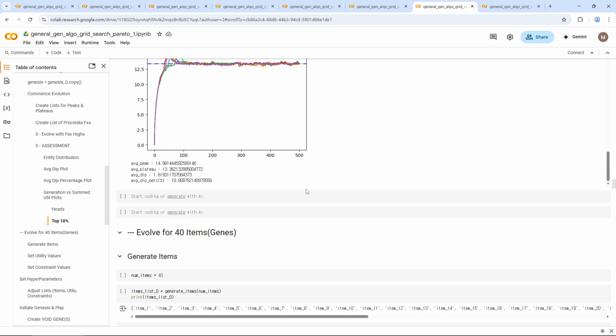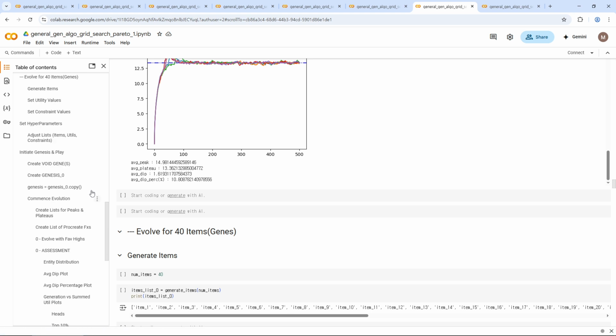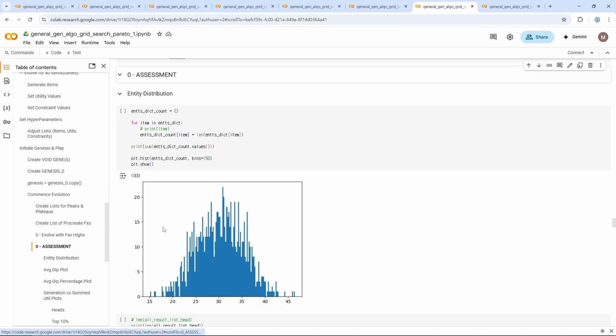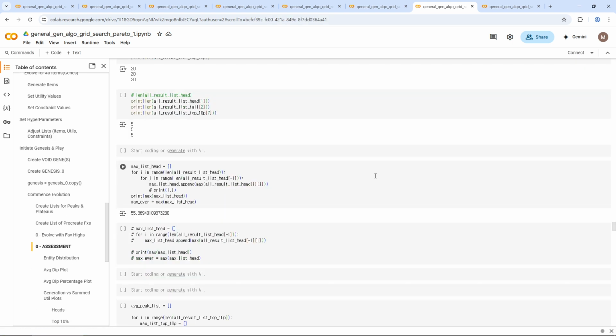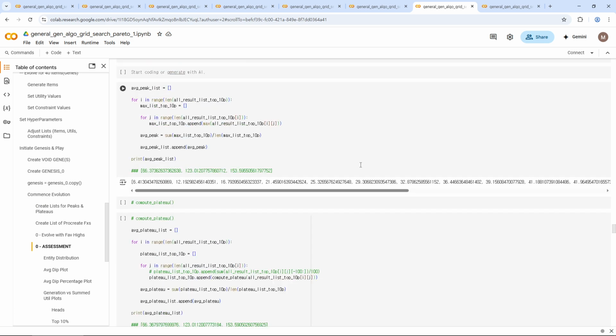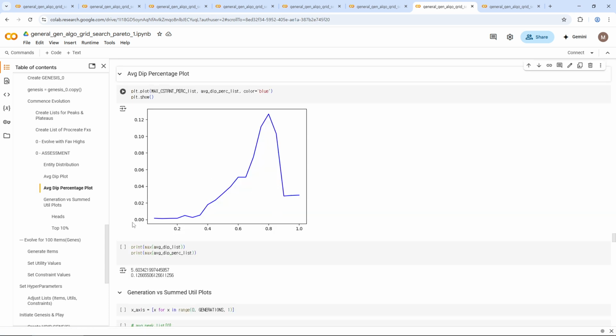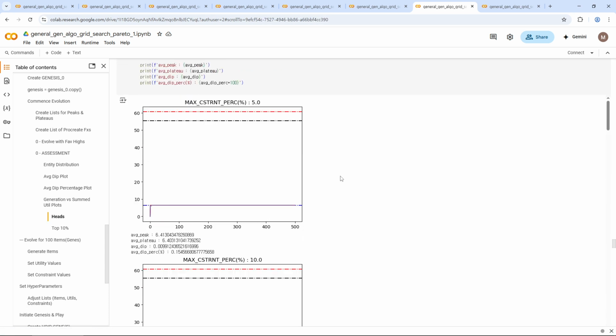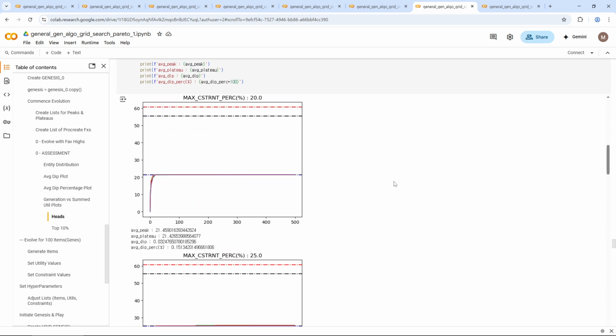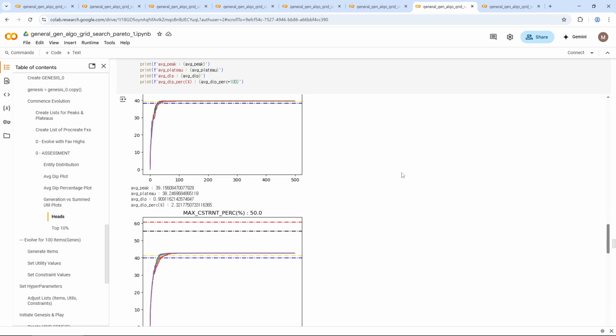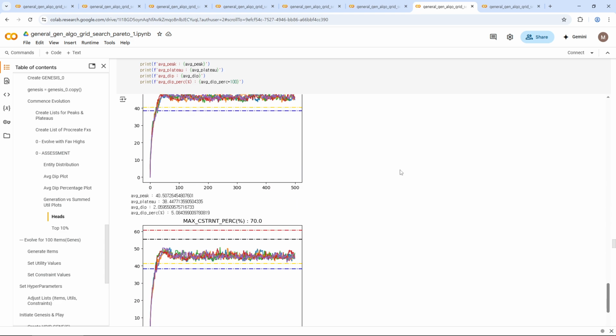So 10 items, usual. At 40 items, central limit theorem, maximum ever, 55. When do we reach the average dip percentage plot? Usual, as expected. When do we hit the black line? When?